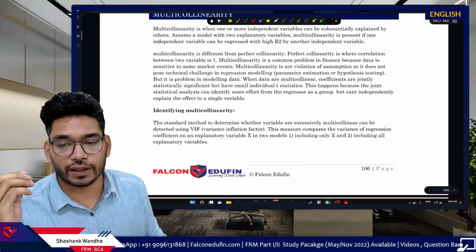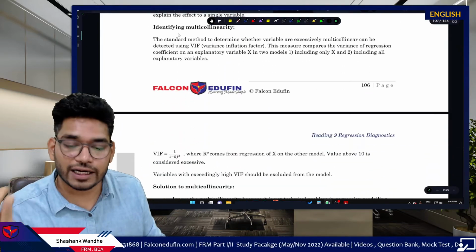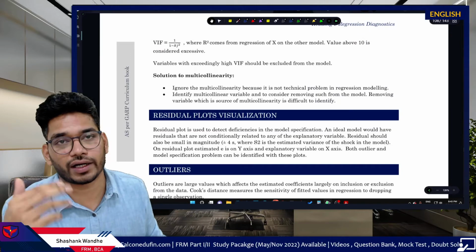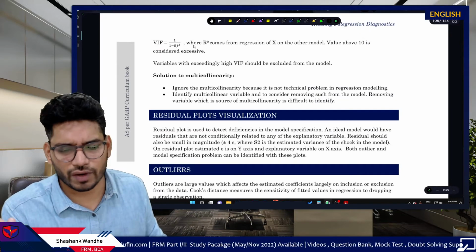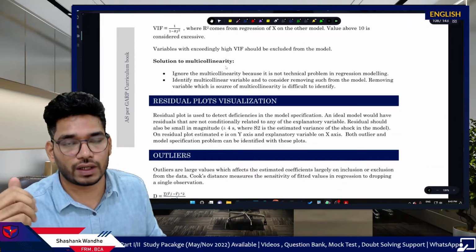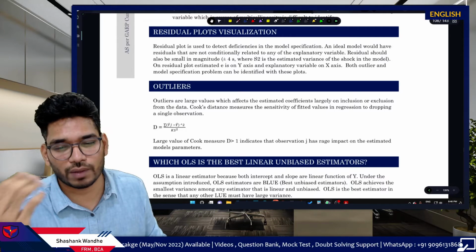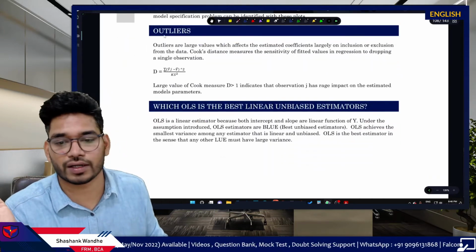Now, multicollinearity. Multicollinearity is again the next discussion. What is multicollinearity? Identifying multicollinearity, solution to multicollinearity, and then there is a VIF. Understand what is VIF and how you can calculate it. This is a very easy calculation and how the VIF rule is applied. So understand this. Then the residual plot visualization is one more measure, just theoretical discussion.